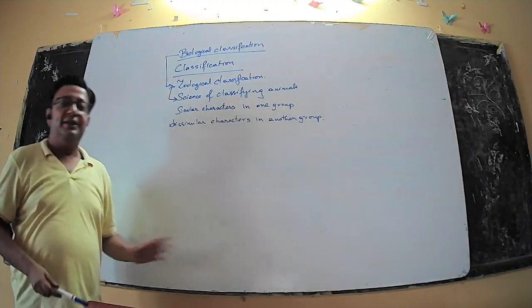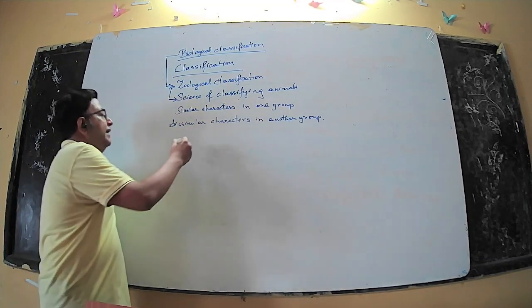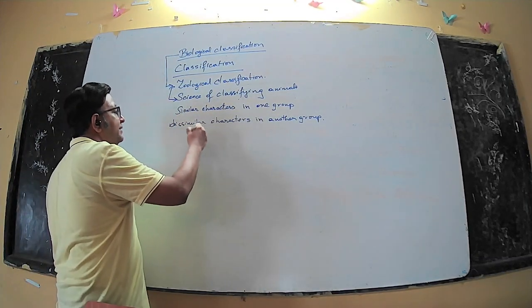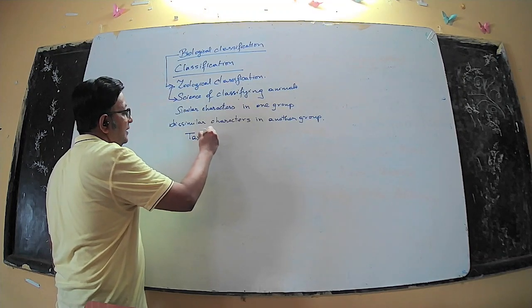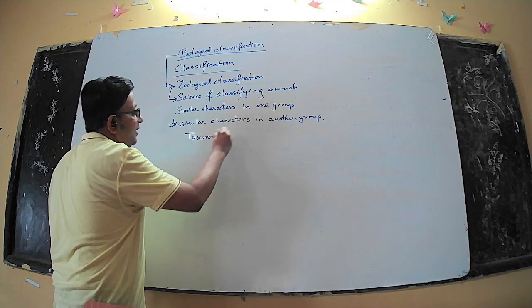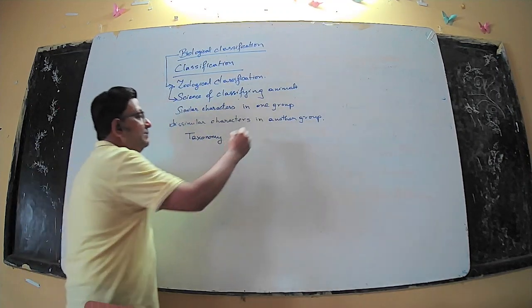Now, the science of classifying animals is known as taxonomy. Also, the science of studying animals is known as systematics.